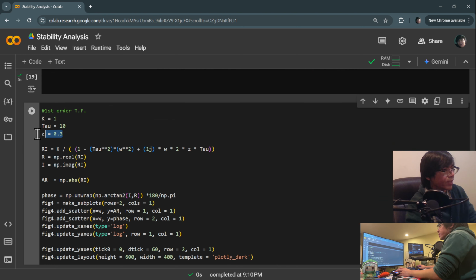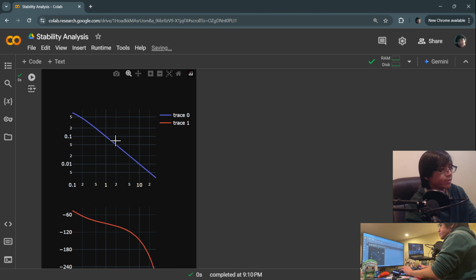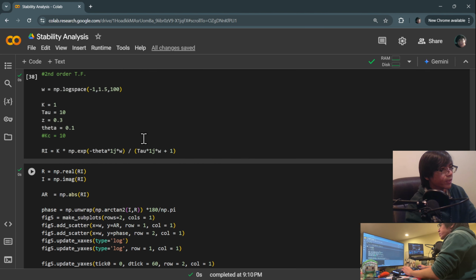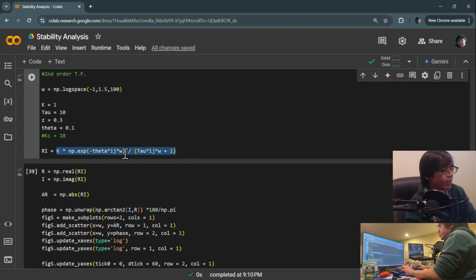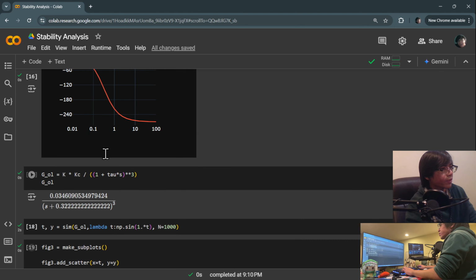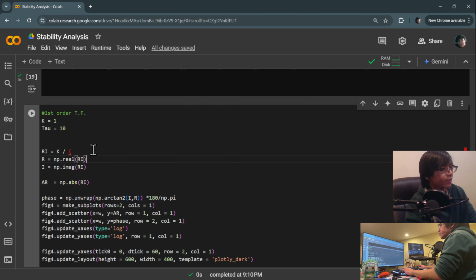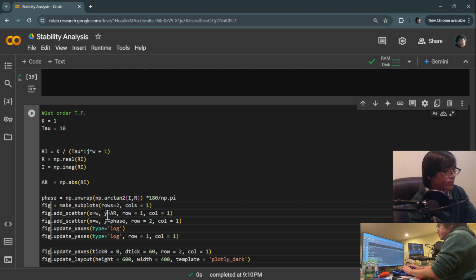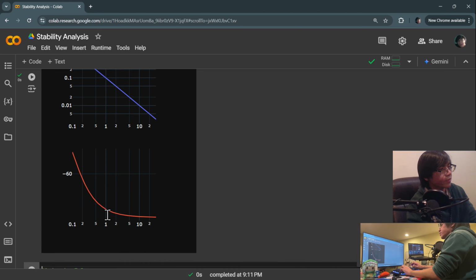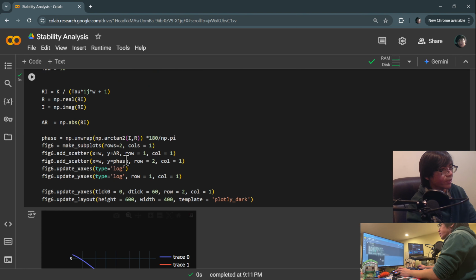Keep everything the same. We don't need a zeta. I can just copy paste the first order down here. Just remove the exponent. Right there. Remove the exponent. And Fig 6. Yeah, we don't even reach, right there, -89.